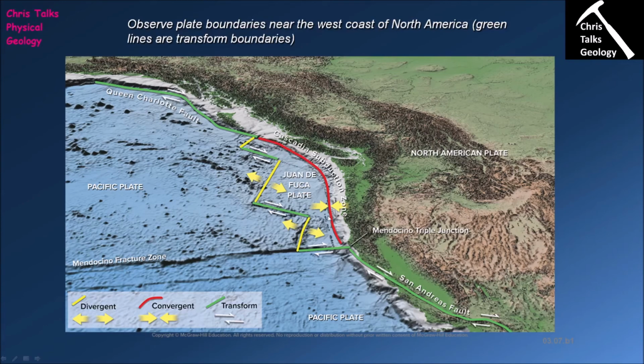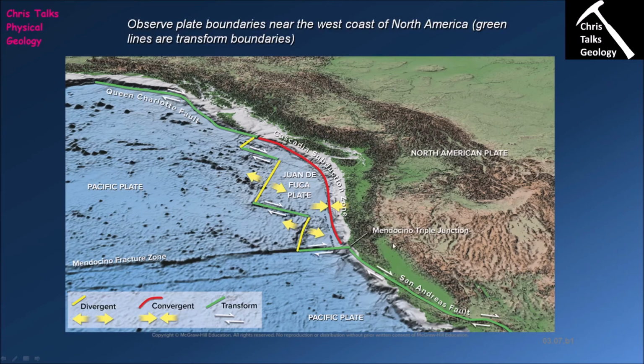So here's the Cascade subduction zone. There's a trench that runs along here that shows us where the subduction is taking place. Now, the thing that we'll notice in this diagram, though, is that we also have the San Andreas fault down here and the Queen Charlotte fault right here. I should point out the Queen Charlotte fault actually continues all the way up into Alaska, but at the Alaska-Canadian border, it stops being called the Queen Charlotte fault and it gets renamed the Fairweather fault.